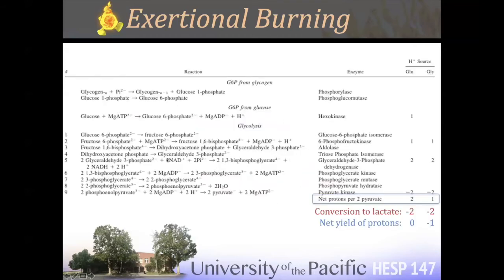Now, this is also from the Roberts paper. Once you get to pyruvate kinase, to create your pyruvate, it consumes 2 hydrogen ions because you have 2 molecules. It's 2 3-carbon molecules. But then you've got to do something with your pyruvate, right? Do you run it through aerobic metabolism? Do you convert to lactate? If you convert with lactate dehydrogenase, LDH, you consume 2 more hydrogen ions.